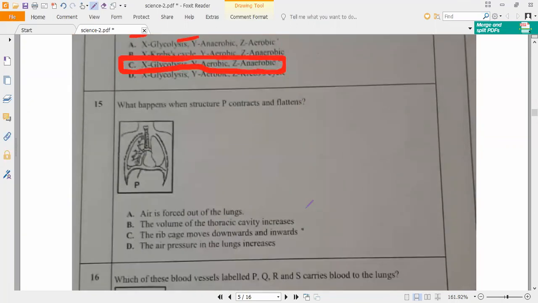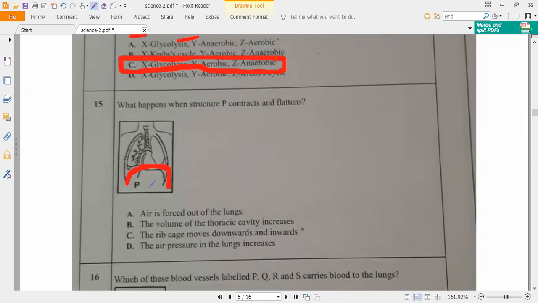Next. Here you can see. What happens when structure P contracts and flattens? Be careful and answer. Contracts and flattens. Diaphragm contracts. Be careful. Contracts. It has been pumped up. Have you seen it? Pumped up means during what?